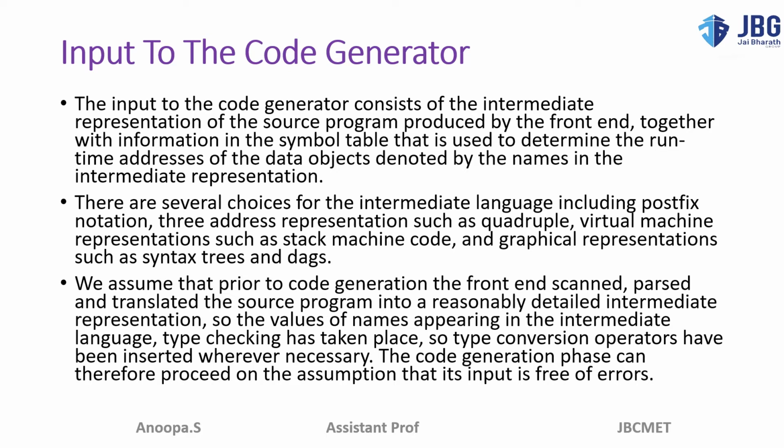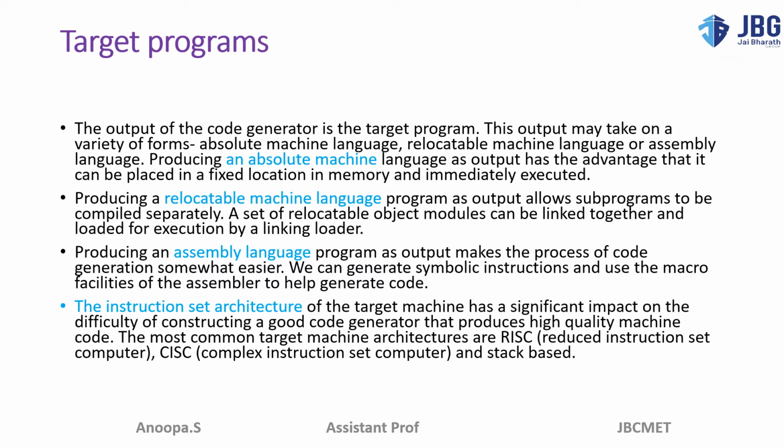Okay. Now next is target program. So what is target program? The output of the code generator is considered as the target program. Okay, and it can take a variety of forms like absolute machine code, relocatable machine code, or assembly language. Each and every one of them has its own advantage.